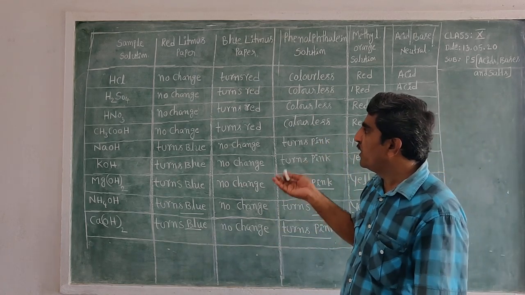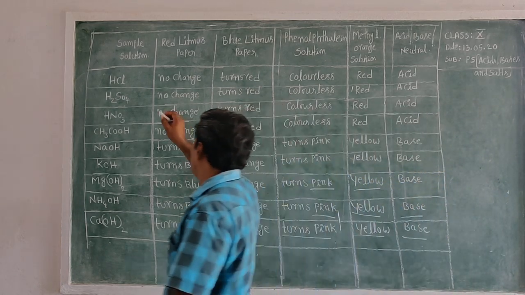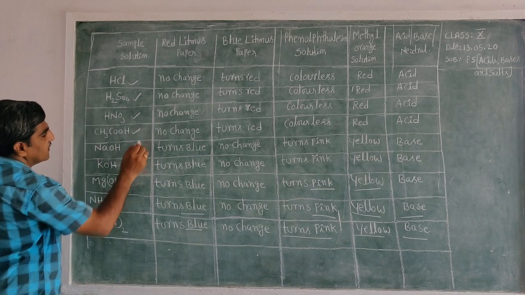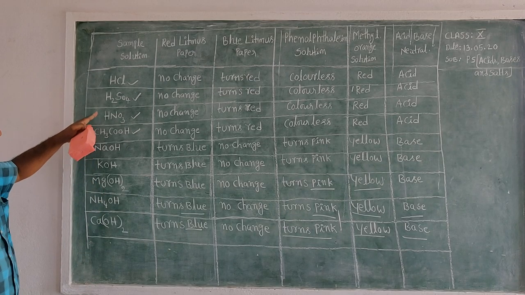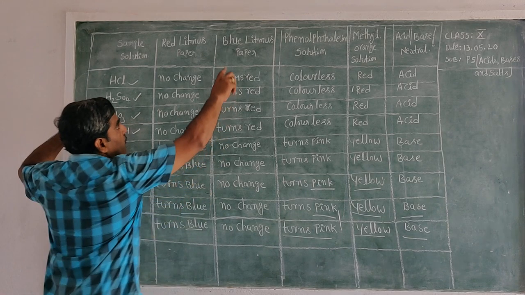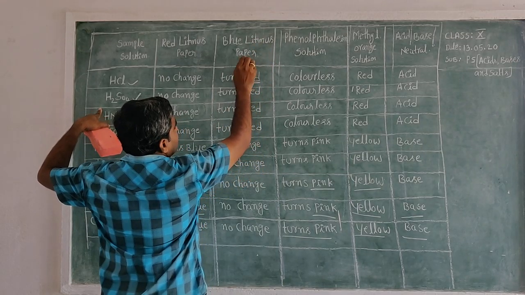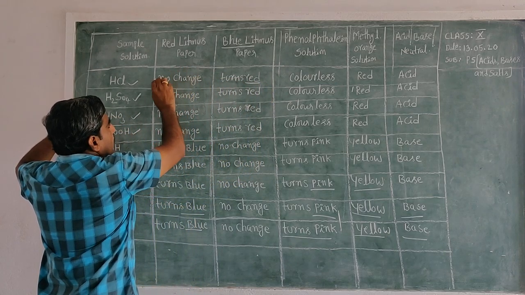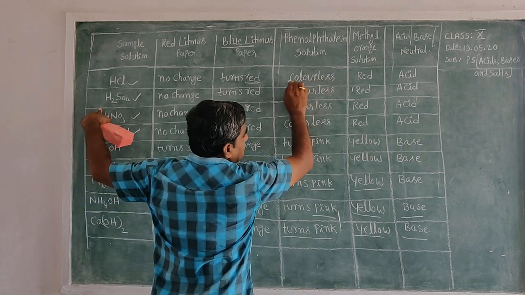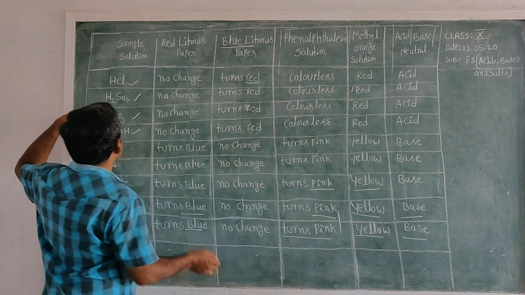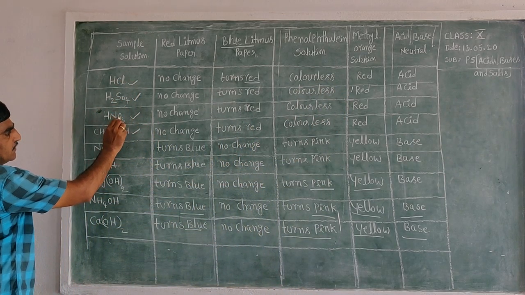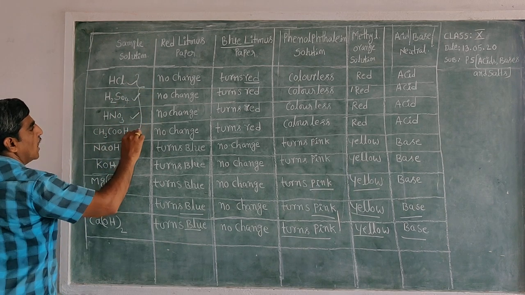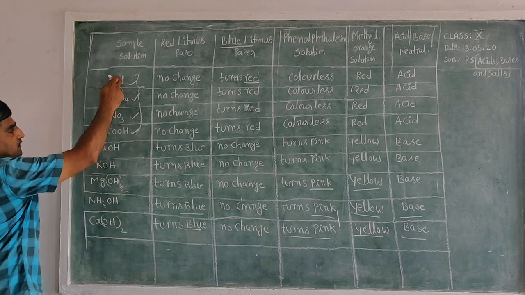In the above table, we can conclude that HCl hydrochloric acid, sulfuric acid, nitric acid, and acetic acid are acids. Acids turn blue litmus paper red, and red litmus paper does not change. With phenolphthalein solution, a colorless solution is formed. HCl, H2SO4, HNO3, CH3COOH tested with methyl orange turn red, hence these are called acids.